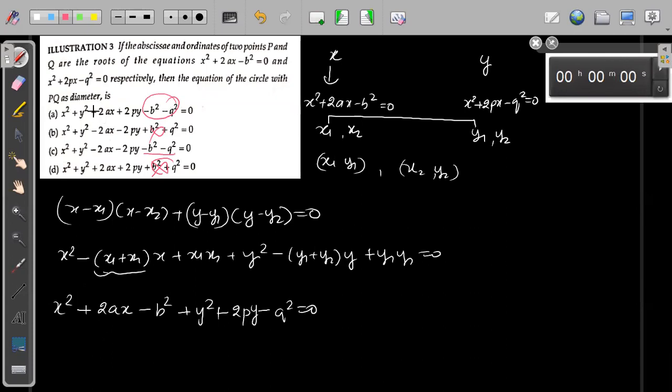Then we have 2ax, 2py. That means a is correct. Right? Answer is a. Everybody understood? Just check. Yes. Okay. Next question.